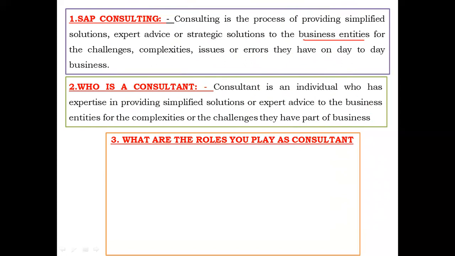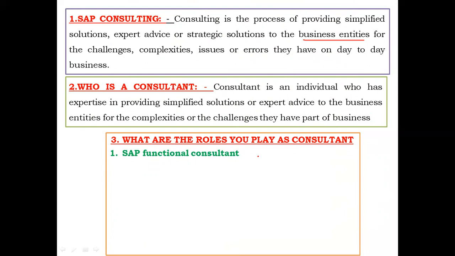Then what are the roles we play as a consultant? Of course, we may go as an MM consultant, PP consultant, FI consultant. What activities are you supposed to be doing? The following activities you are supposed to do. SAP functional consultant.